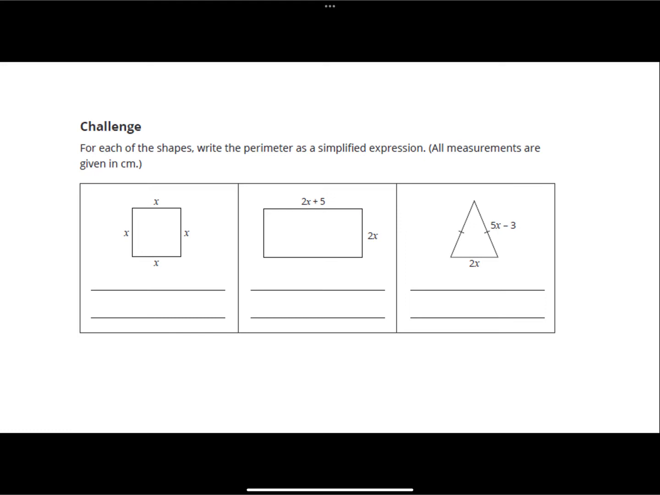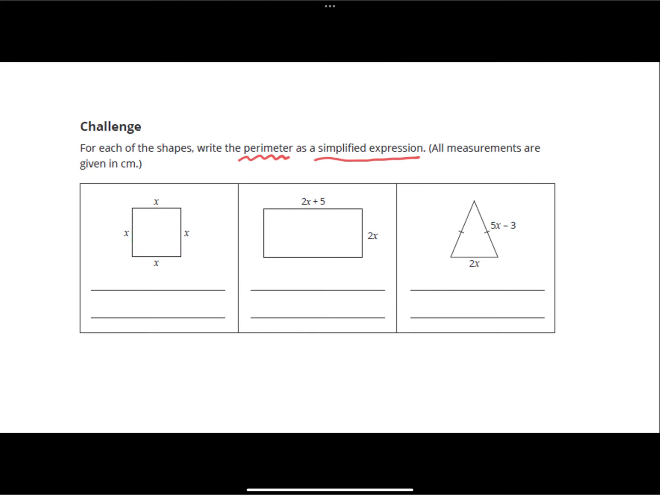Okay, for each of the shapes, write the perimeter as a simplified expression. We've done these before. And all measurements are given in centimetres. So let's see. We want perimeter. So I need to understand what perimeter means. Perimeter is the distance around the outside of a shape. So if we do the distance around the outside of a shape, that means we must be adding this one plus this one plus this one plus this one. So let's give it a go and see what we see.